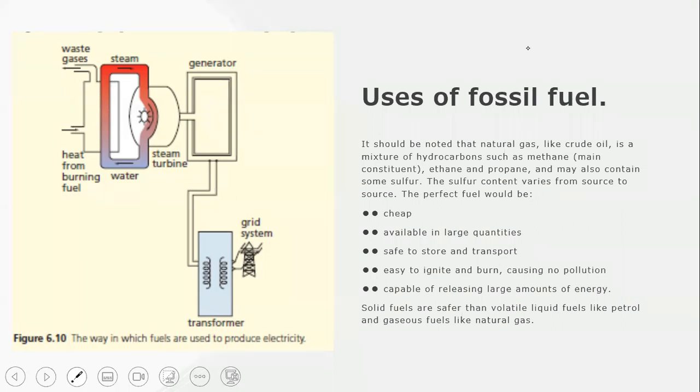Now, when we are talking about our fossil fuels, we need to know what the requirements are for a perfect fuel. What are the requirements that will give you a perfect fuel? A perfect fuel should be cheap. It should be available in large quantities. It should be safe to store and transport, easy to ignite and burn, causing no pollution, and capable of releasing large amounts of energy. So first of all, fossil fuels are cheap.